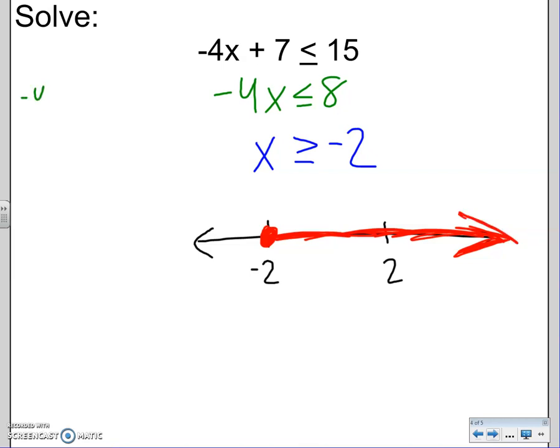So this is -4 times 0 plus 7 should be less than or equal to 15. Well, if I simplify that, that is 0 plus 7 should be less than or equal to 15. And that combines into 7 is less than or equal to 15. That is true. So we're good. We shade the correct side.